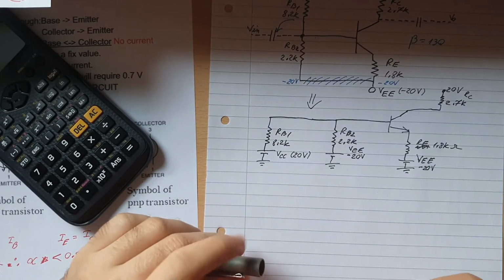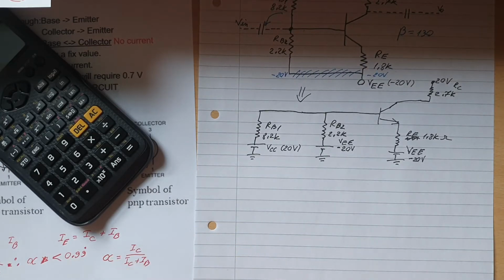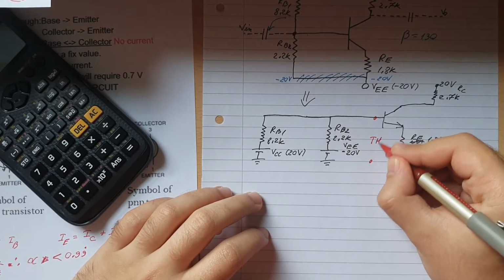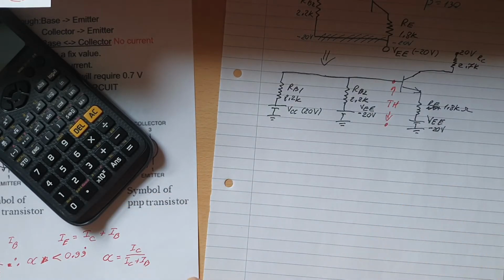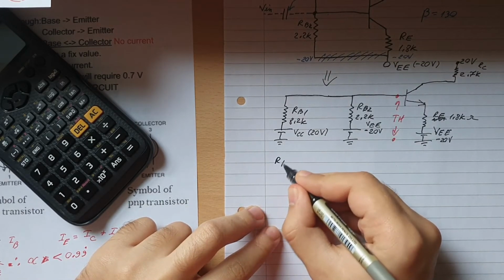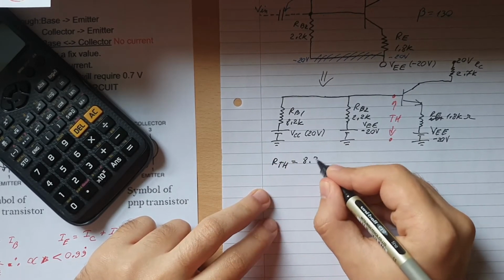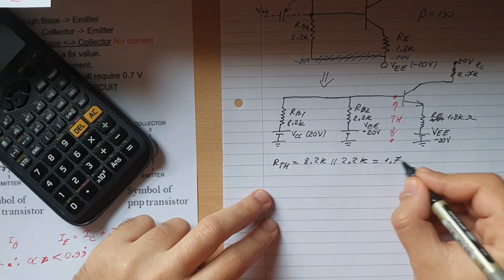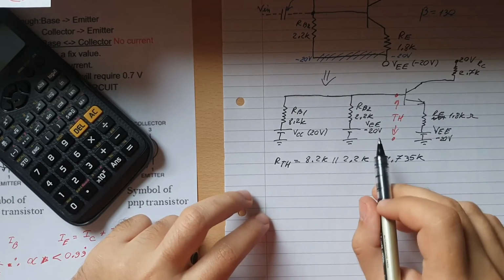Now we can simplify this even further by applying Thevenin's theorem. We can simply do this. Put these two here, and the Thevenin's theorem here. Okay, so then we can calculate the total resistance RTH, and that will be equal to this one here and this one here in parallel, so that will be 8.2 K in parallel with 2.2 K, and that's equal to 1.735 K.